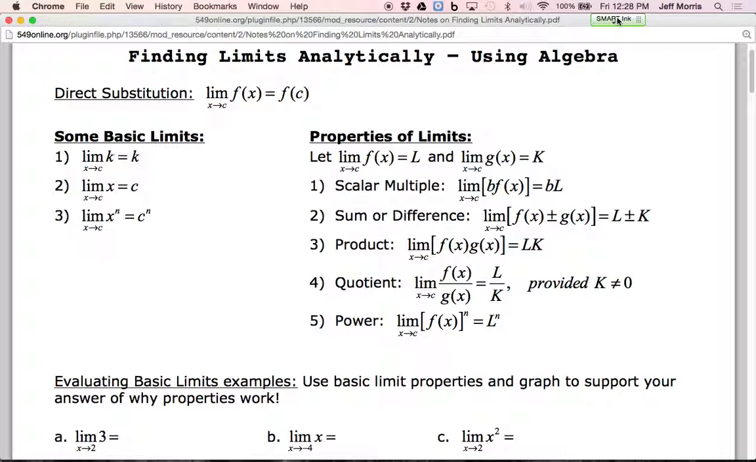The first property is called scalar multiple. I'm going to get through these and I'll be done. Scalar multiple says the limit of a constant b times f of x, b times f of x, is b times L.